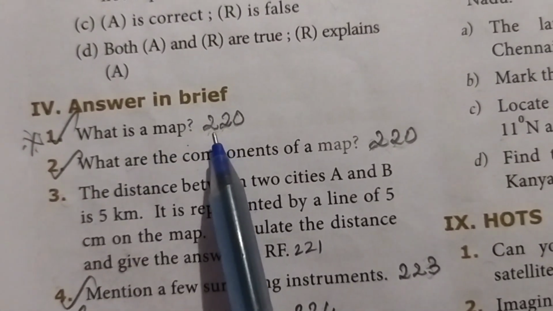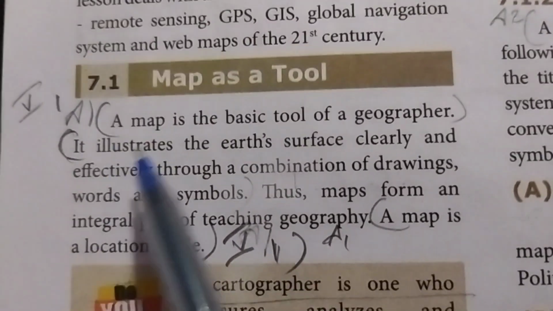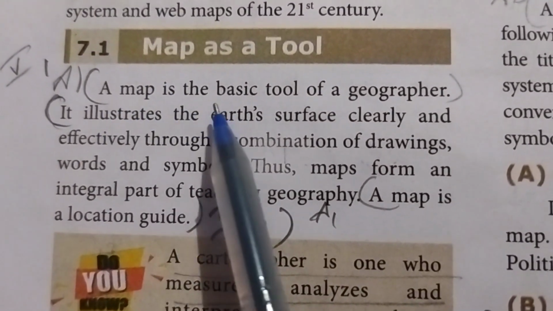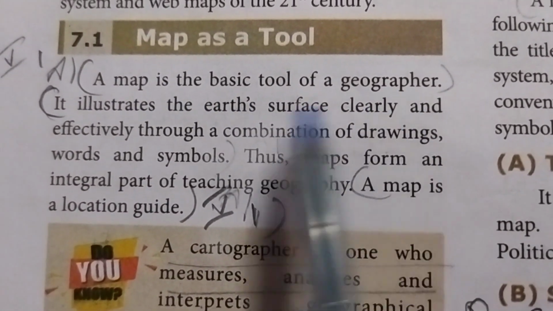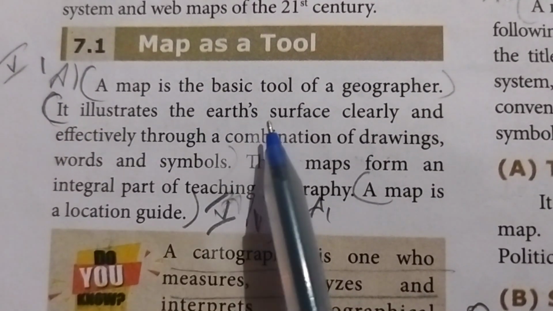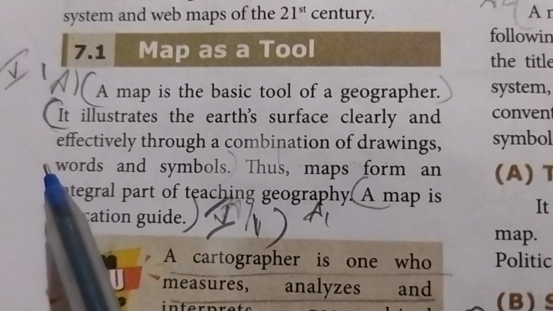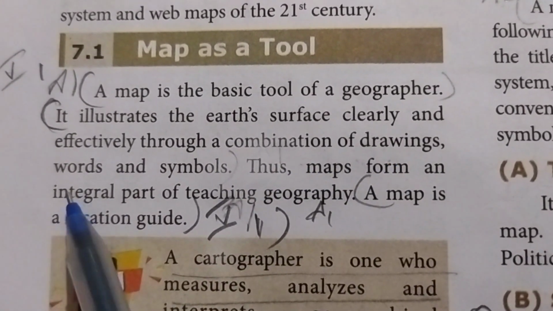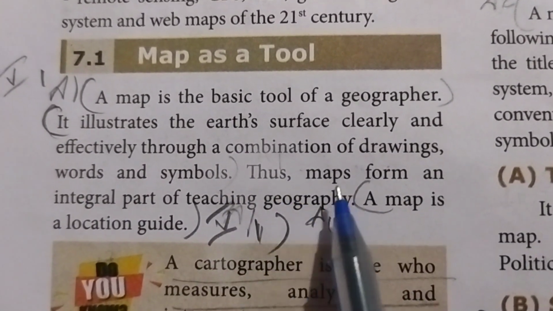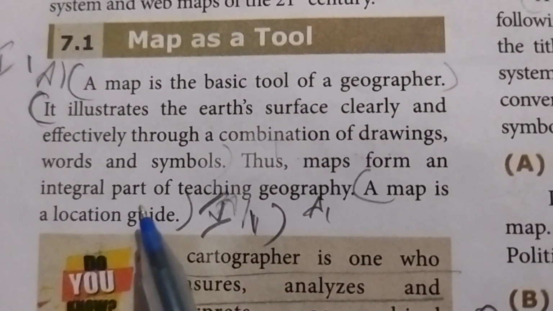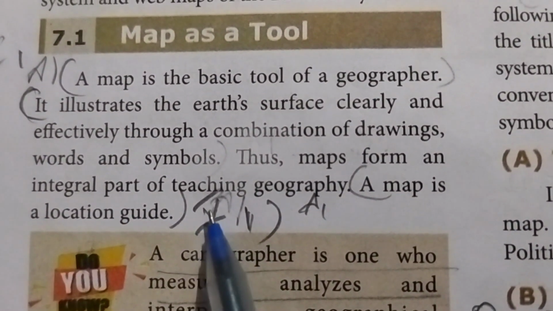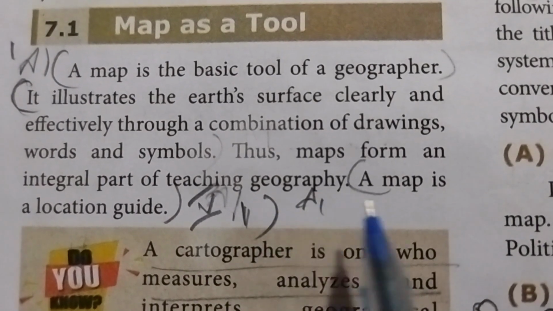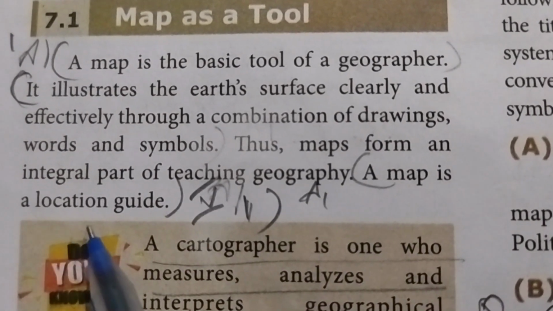Take page number 220. A map is the basic tool of a geographer. It illustrates the Earth's surface clearly and effectively through a combination of drawings, words and symbols. Maps form an integral part of teaching geography. A map is a location guide.